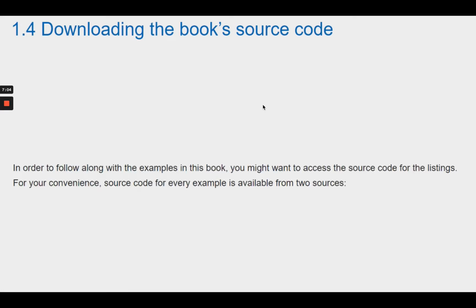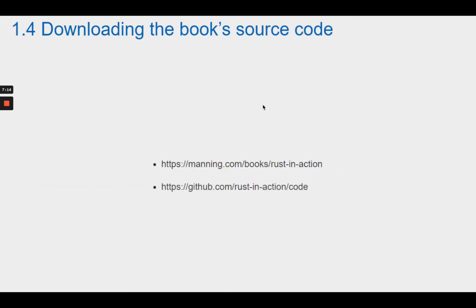Section 1.4. Downloading the book's source code. In order to follow along with the examples in this book, you might want to access the source code for the listings. For your convenience, source code for every example is available from two sources: manning.com/books/rust-in-action, and github.com/rust-in-action/code.